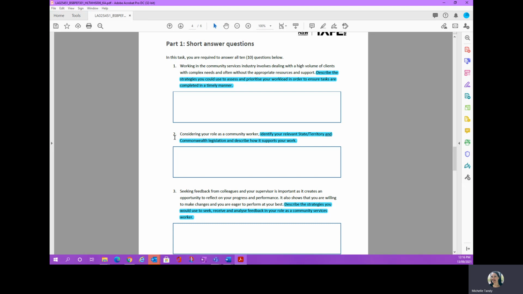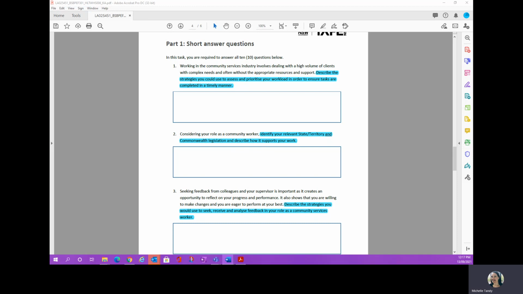Question 2, considering your role as a community worker, identify your relevant state, territory and Commonwealth legislation and describe how it supports your work. So I have again highlighted the part of the question with the verb in it. So it wants you to identify, so name your relevant state, territory, and is underlined. So we want both state and territory as well as Commonwealth or federal legislation.